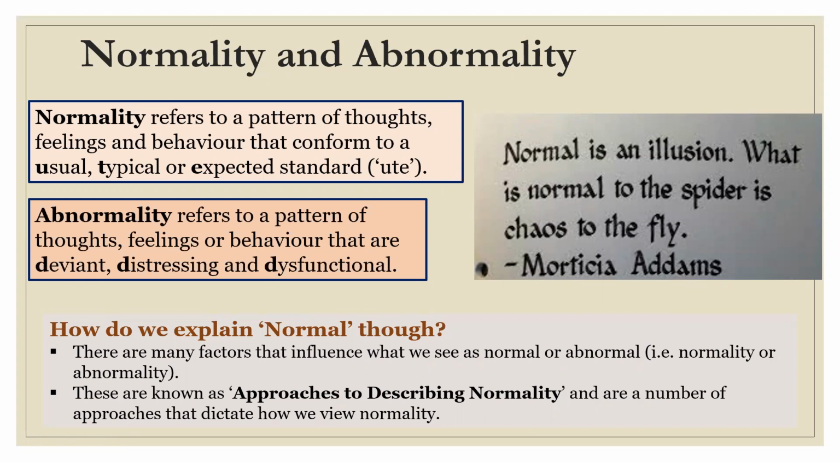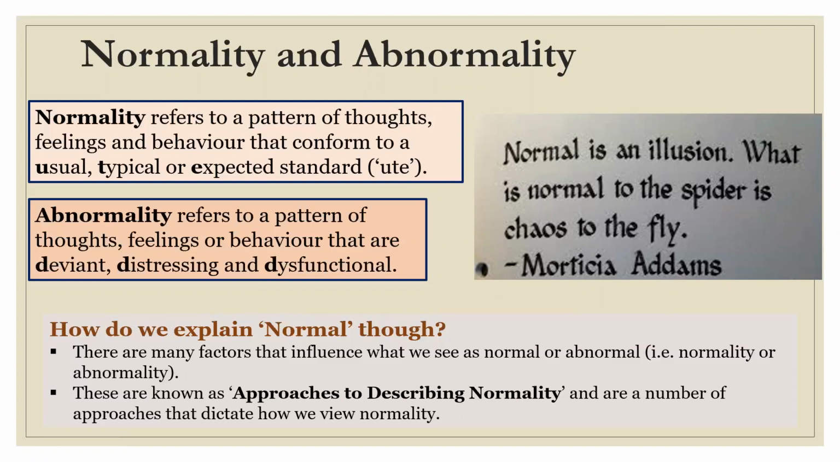So our mental processes are referring to our thoughts and feelings, and our behavior is basically our outward actions that are obvious to other people. So normality refers to thoughts, feelings, and behavior that conform or follow a usual, typical, or expected standard. You can use the memory tip UTE to remember that when we consider something normal, that thing is usual, typical, and expected, okay?